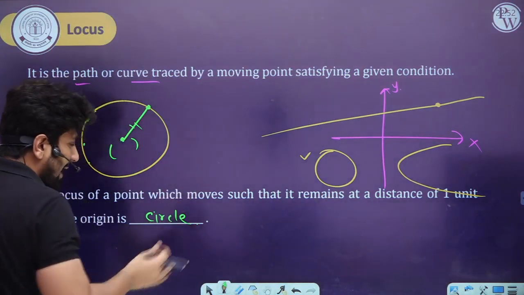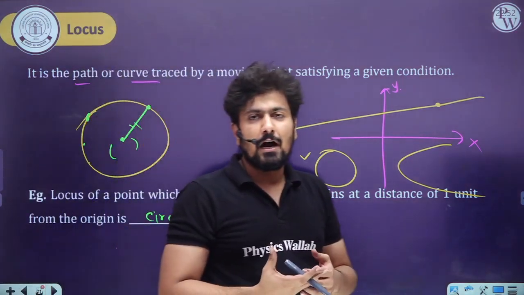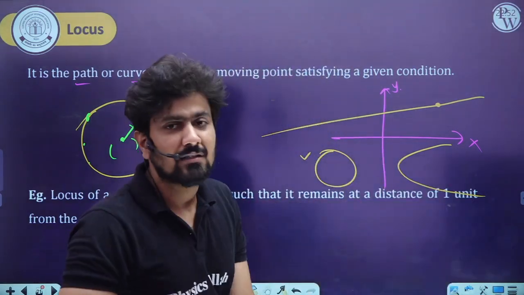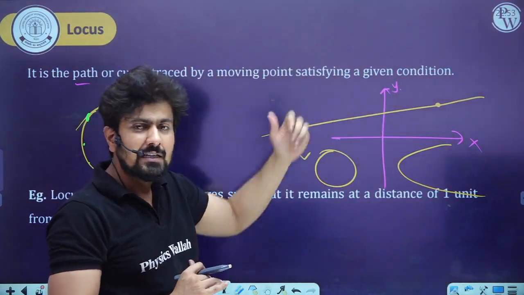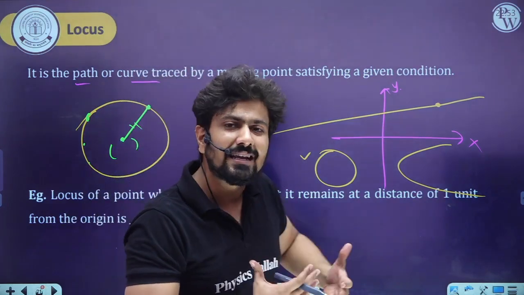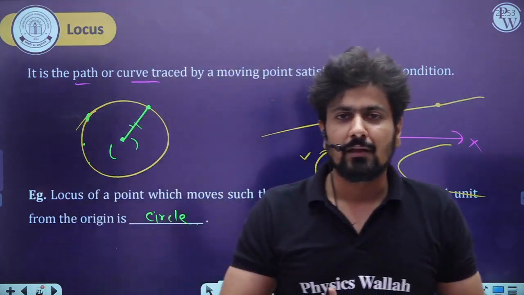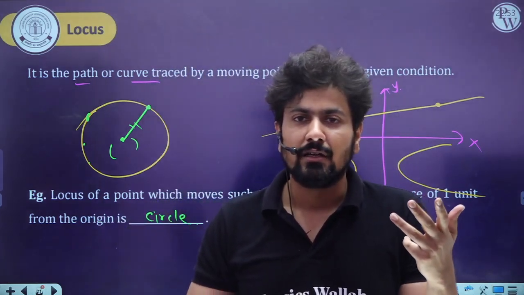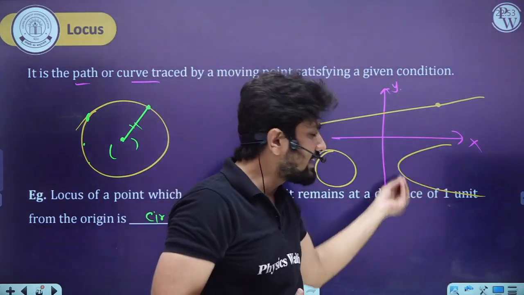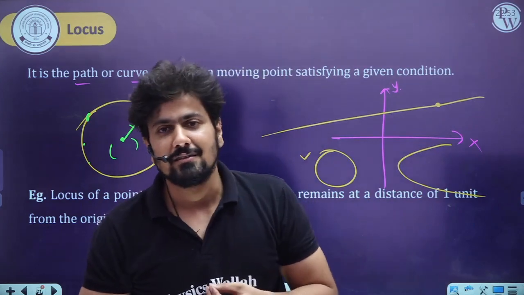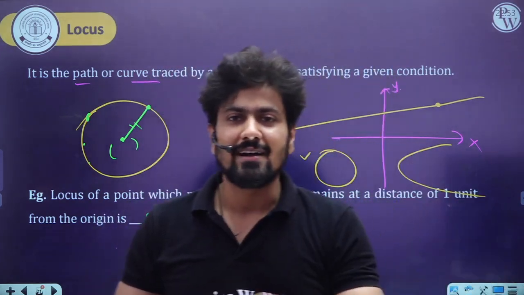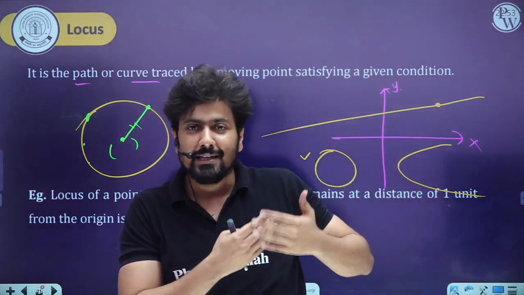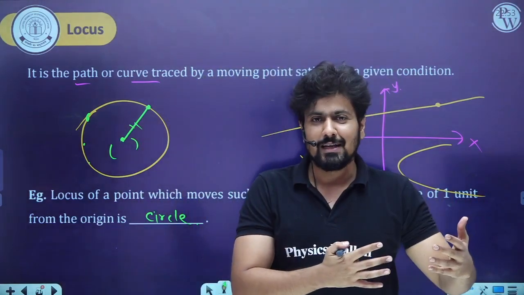So how do we find a locus? How do we get the equation of that path? This is the entire coordinate geometry. This is just the start, just a trailer of coordinate geometry. Later on, in straight line, circle, conic section, we will learn what constraint a parabola has, what constraint an ellipse has, and hyperbola. That will take time.